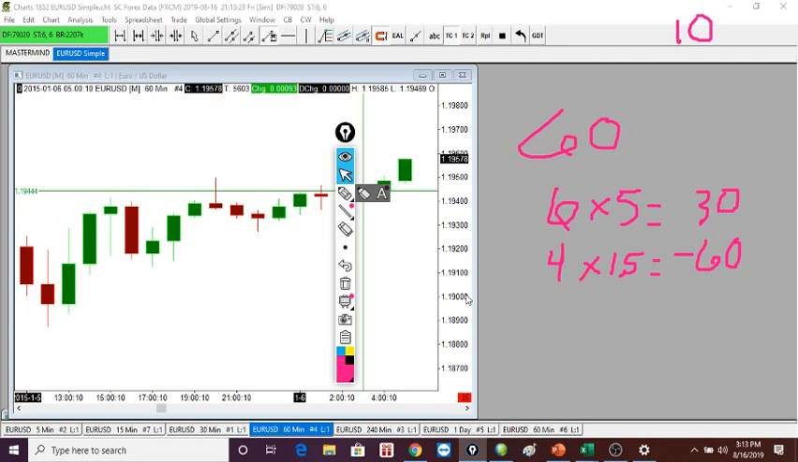How do you figure it out? 3 pip take profit, 10 trades, right? So I won 9 of them. 9 times 3 is 27. I lost 1 of them times 15. It's a profit of 12.